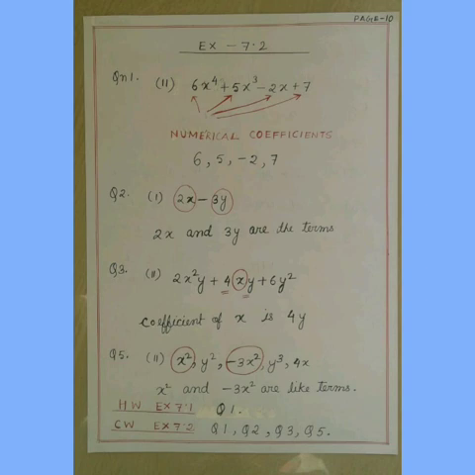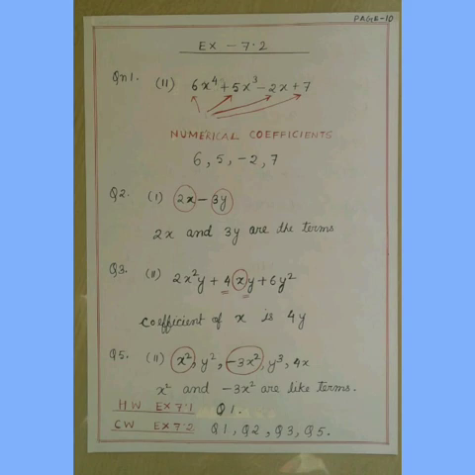Question number 5, you have to check the like terms and write them down. X square, y square, minus 3x square, plus y cube, 4x. So like terms, like variables: x square and minus 3x square are the like terms.